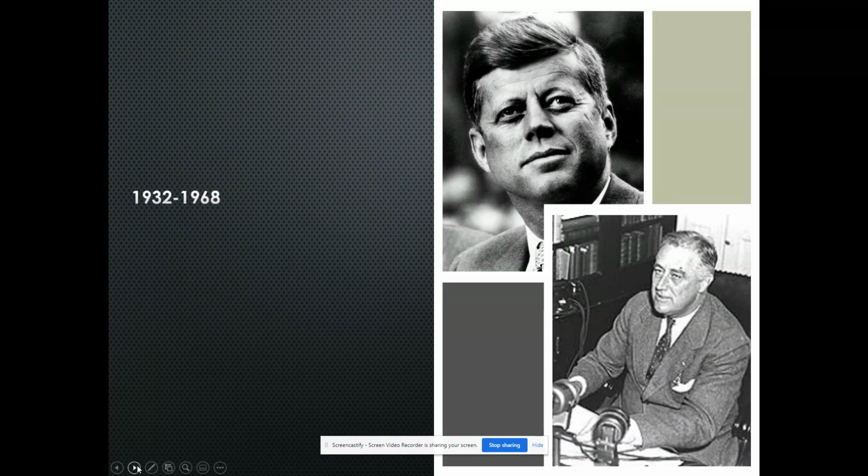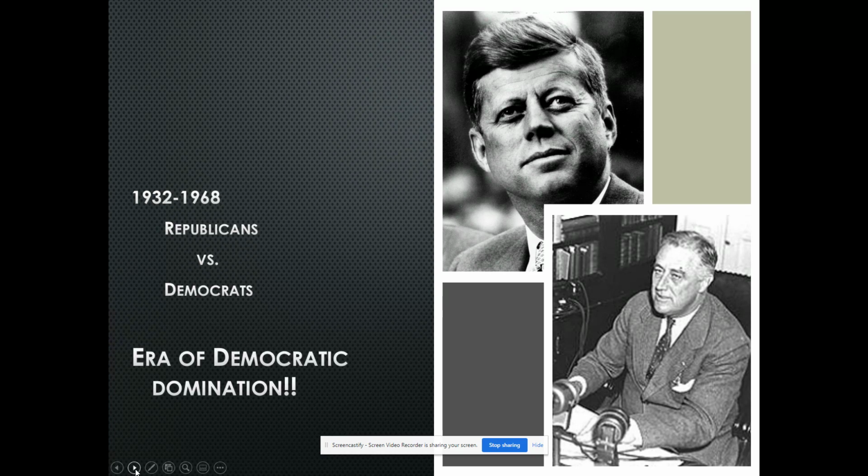Now, 1932, things change. We have the Great Depression, and the roaring 20s come to a grinding halt. The period of Republican domination comes to a halt with Herbert Hoover as well. And a new kind of mindset sweeps in, led by Franklin Delano Roosevelt in 32. So you still have Republicans versus Democrats in this time window, but now all of a sudden things have changed. It is no longer the Republicans dominating the 30s, 40s, 50s, and the 60s. This is an era of Democratic domination for sure.